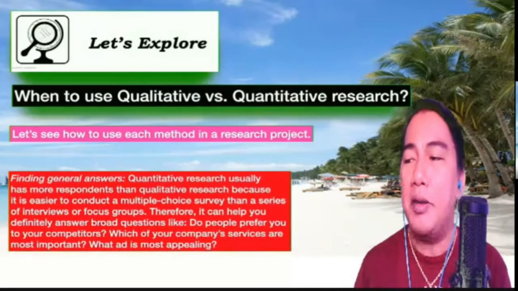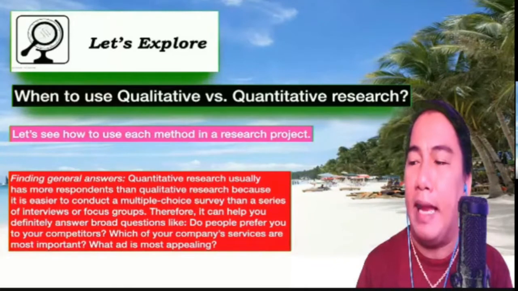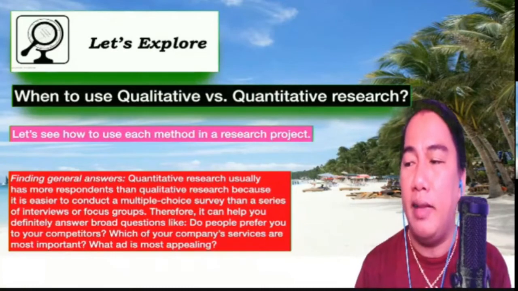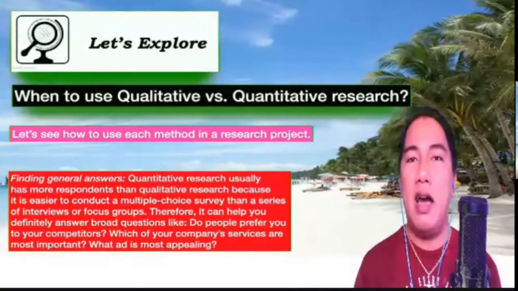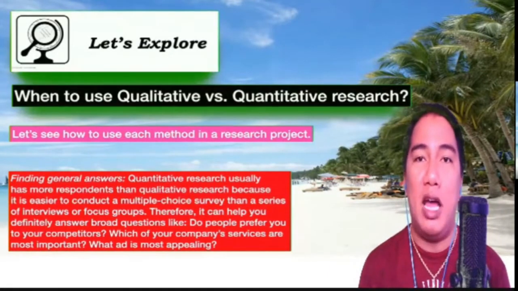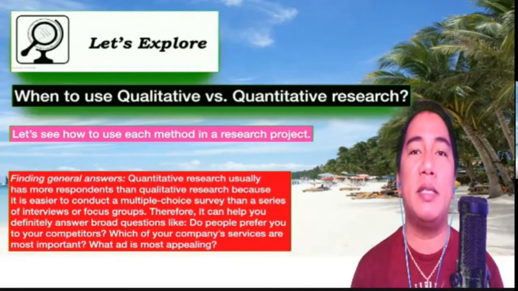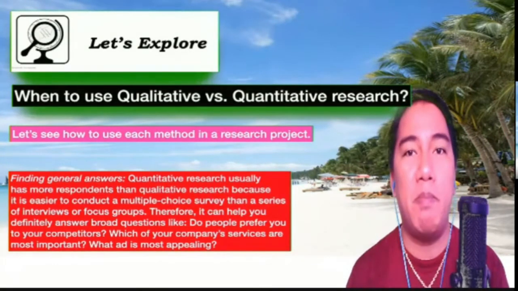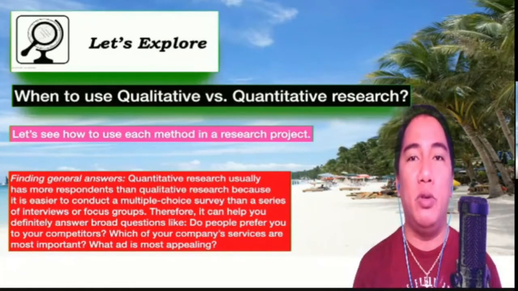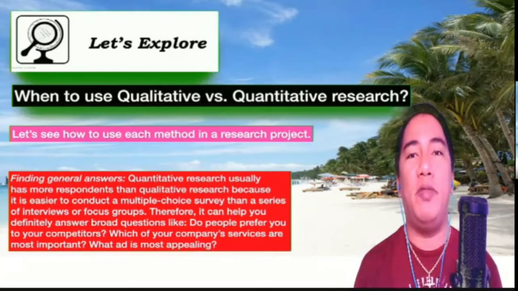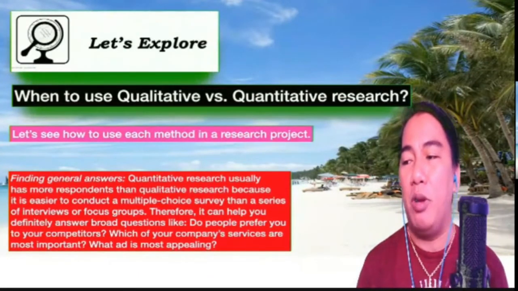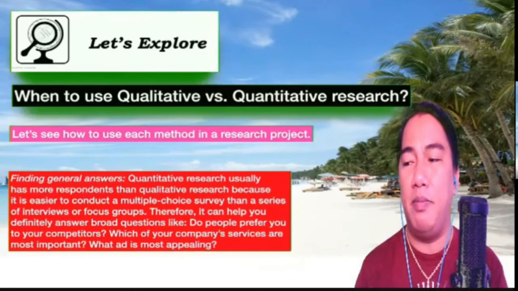Let's see how to use each method in a research project by finding general answers. Quantitative research usually has more respondents than qualitative research. It is because for qualitative research, we tend to interview people who have valid experience on your particular question. But now, for quantitative research, the perceptions of the few will represent the many. Because it is easier to conduct a multiple choice survey than a series of interviews or focus groups.